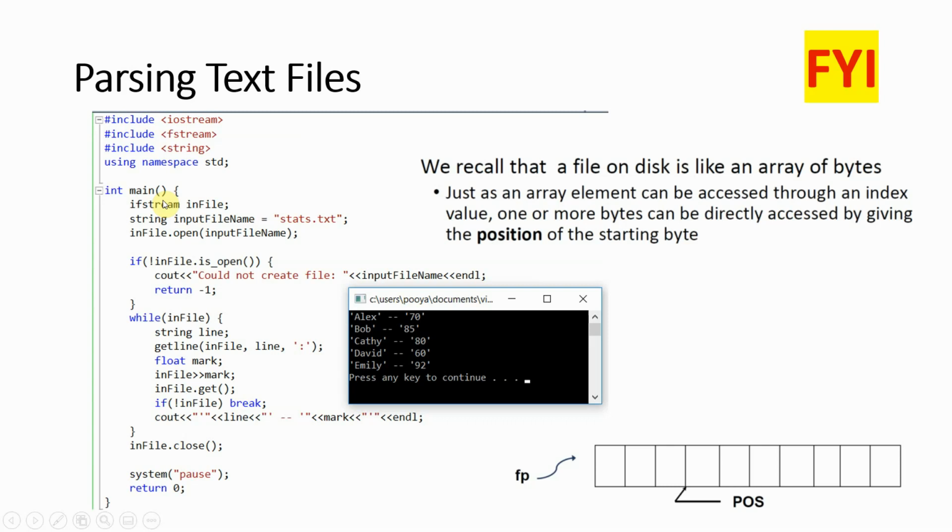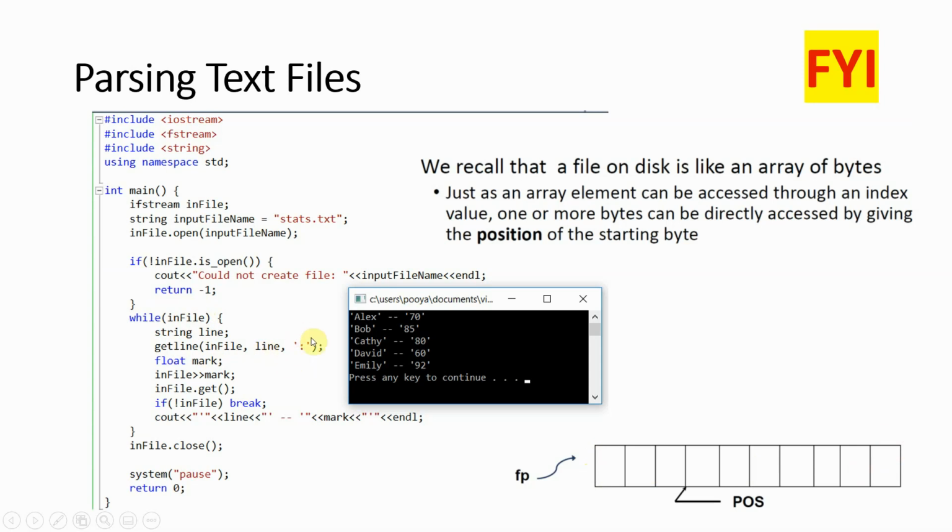Again, we instantiate the object, we associate it with the name of the text file. We make sure that this operation was successful. If it wasn't successful, we just provide a message to the user and return from the main function. Otherwise, we keep reading from the file as long as there is something to read. So start reading from the text file and go all the way to the end of it. As long as there is something to read, just read it as a line, okay?